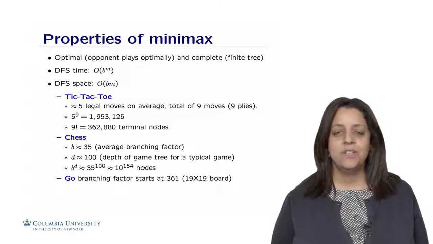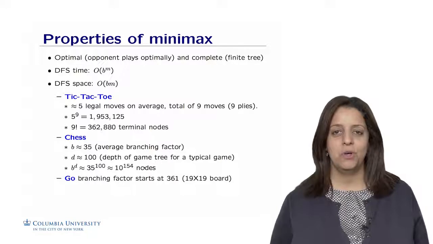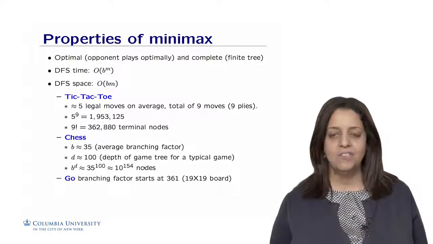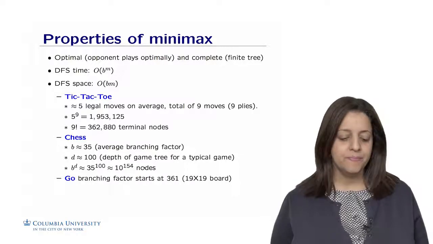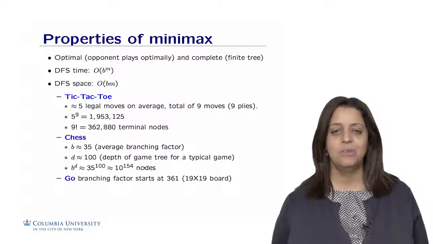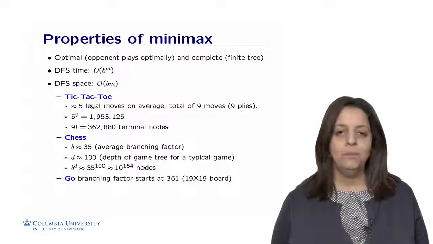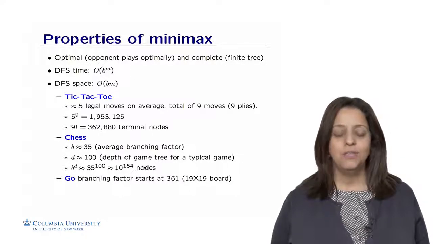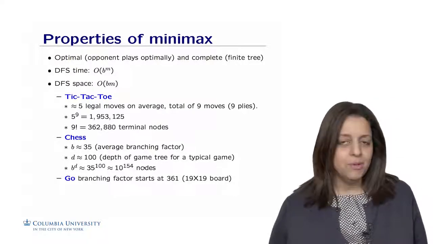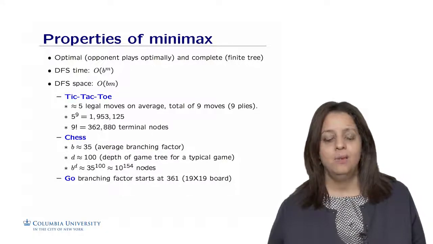For tic-tac-toe, which is one of the simplest games out there, we can't really draw the whole search space on the board. This is because we have a branching factor of about 5, which is the average number of legal moves, with a total of 9 moves, which means we have 9 plies to fill the tic-tac-toe board. This represents 5 to the 9, the complexity in time, which is about 2 million nodes that we need to explore. Regarding the number of terminal nodes, we have about 9 factorial that we could reach in tic-tac-toe.